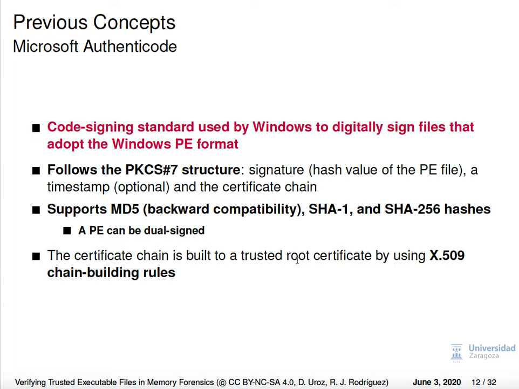Well, we are researching on Windows. In this case, we have focused on signed Windows files. They follow the Microsoft Authenticode standard, which is the code signing standard used by Windows. It follows the PKCS 7 structure. So we are going to have a signature, a timestamp, which is optional, and a certificate chain. In the case of the certificate chain, it is built using the X509 chain building rules.